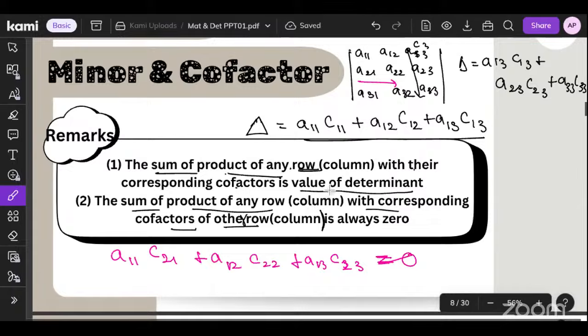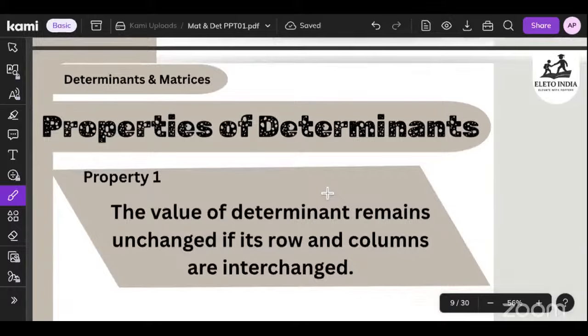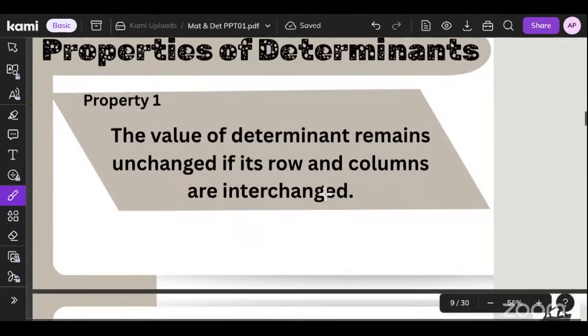Now let us see some properties. If you take any chapter, it has properties, and these properties carry many marks. You can surely get 4 marks if you just go through these properties. These are the basics, and with these basics you can solve n number of questions. Let us go through the first property: the value of a determinant remains unchanged if its rows and columns are interchanged.